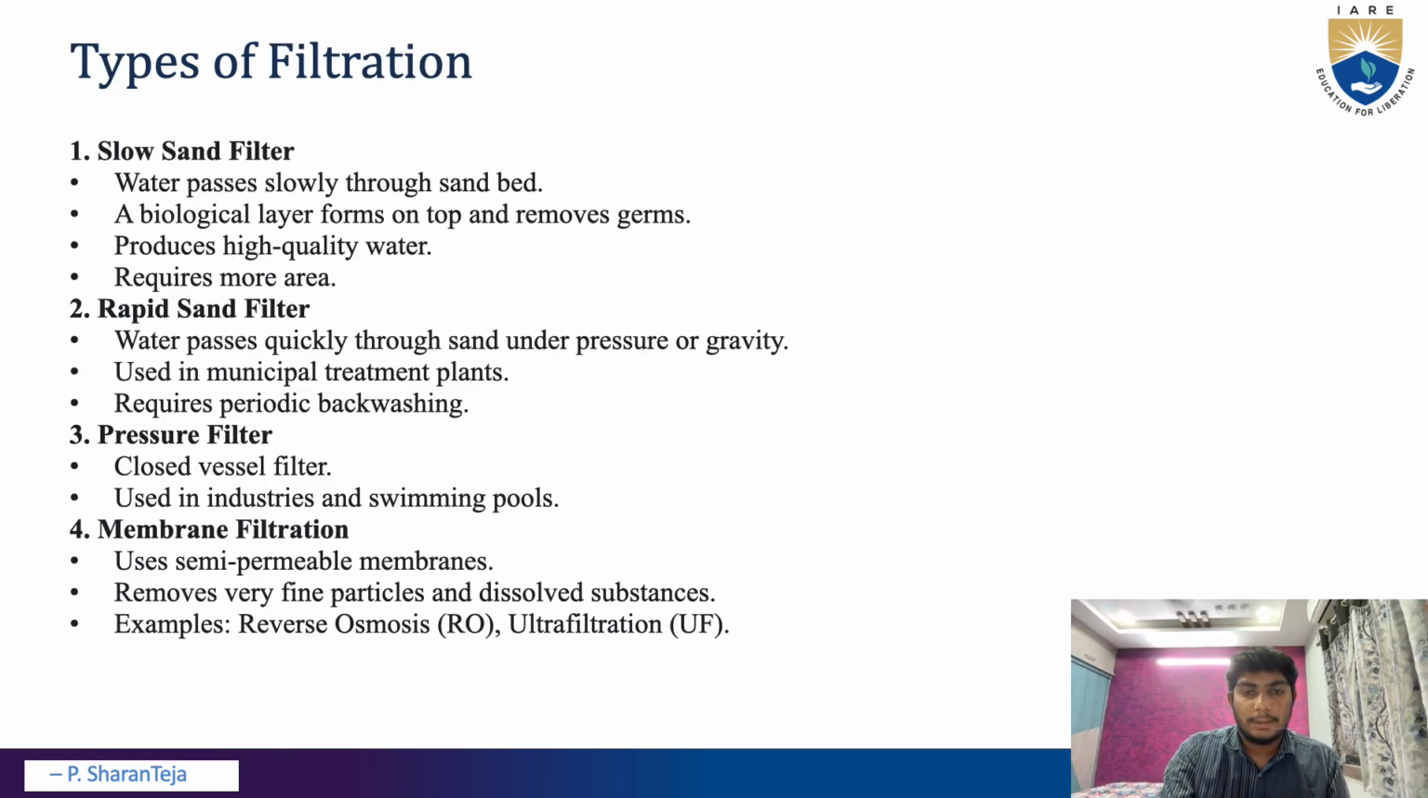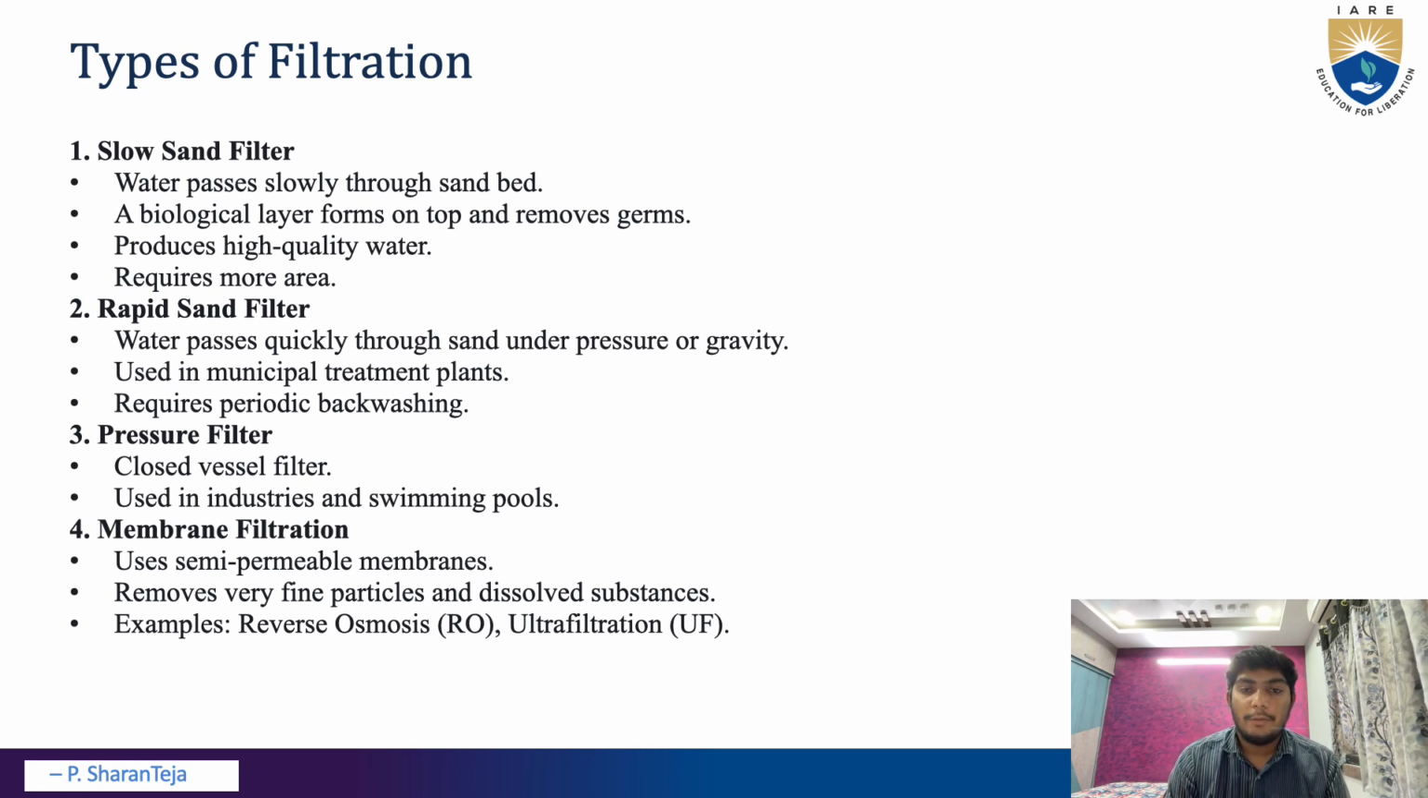Types of filtration. There are four main types of filtration. First one is slow sand filtration. Water moves slowly through the sand. A biological layer forms on the top and removes the bacteria. It produces very high quality water but needs more area.